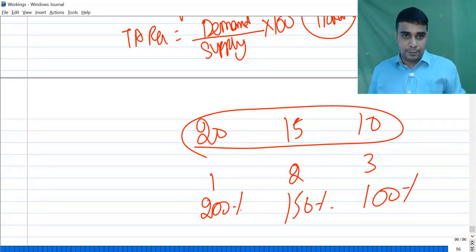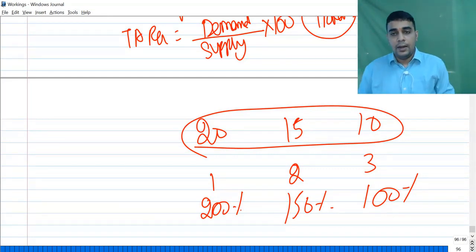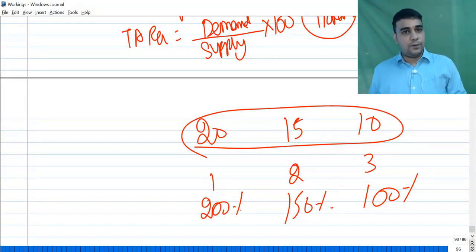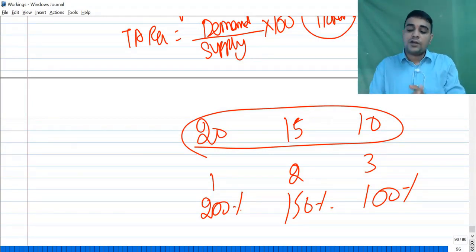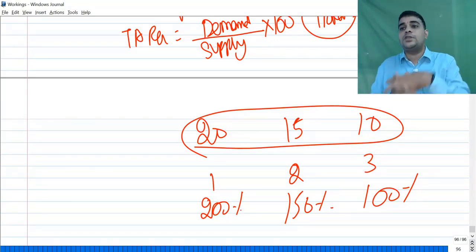You will understand this as we proceed. Anyway, I am going to do it in the question. Any doubts on this? So there are two types of TA ratio. One type is done for the factor of production. Another type is done for the product. Factor of production will tell you which is a bottleneck, and your product will tell you which is profit making and which is loss making.